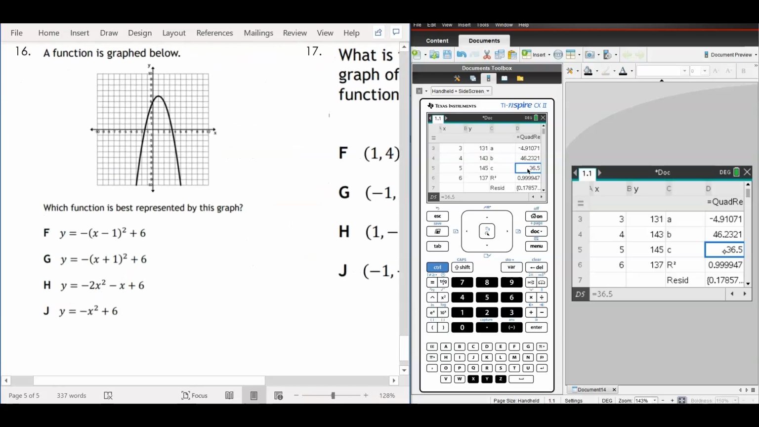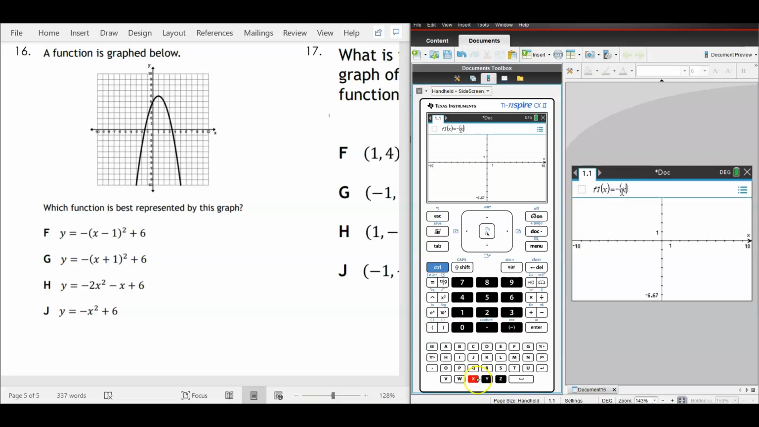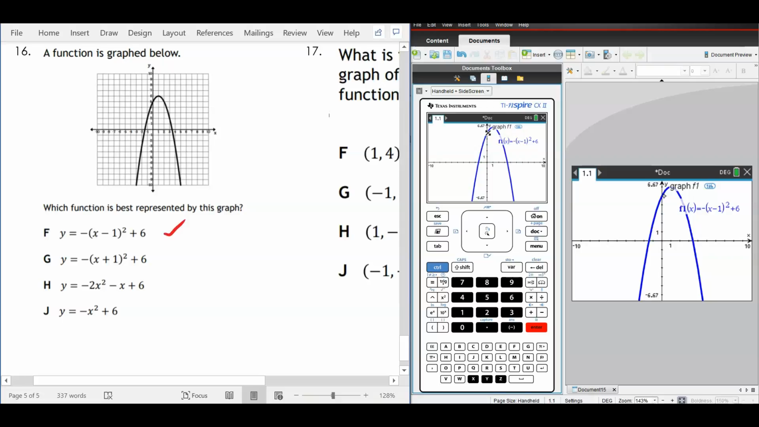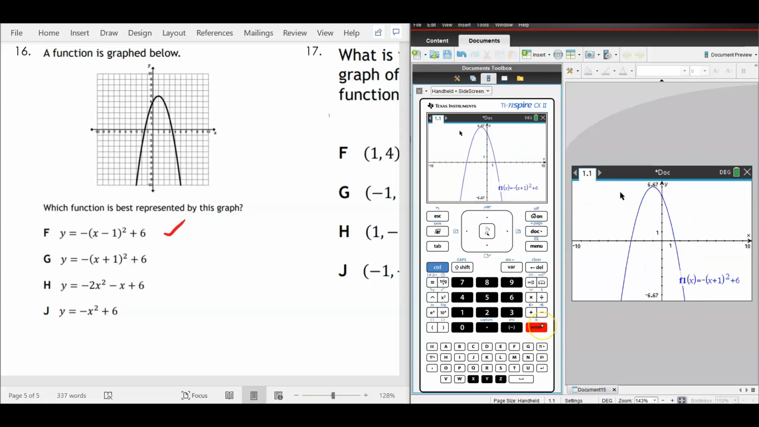Okay, last two. So which graph is best? All right. So there's a couple ways to do this. One way is just to graph these answer choices and see which one matches. Negative (x minus 1) squared plus 6. All right. So let's see if this matches. It hits all the same points. I like this. Let's try the next one. Okay, so let's hit tab, tab, go back up. Let's edit this. Negative (x plus 1) squared plus 6. I hit that. Now you see how the vertex is on the left side of the y-axis? G does not match.